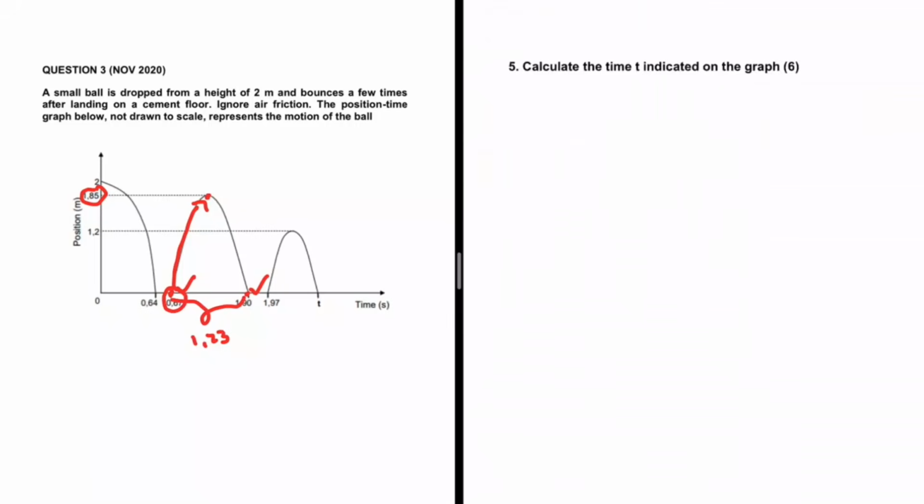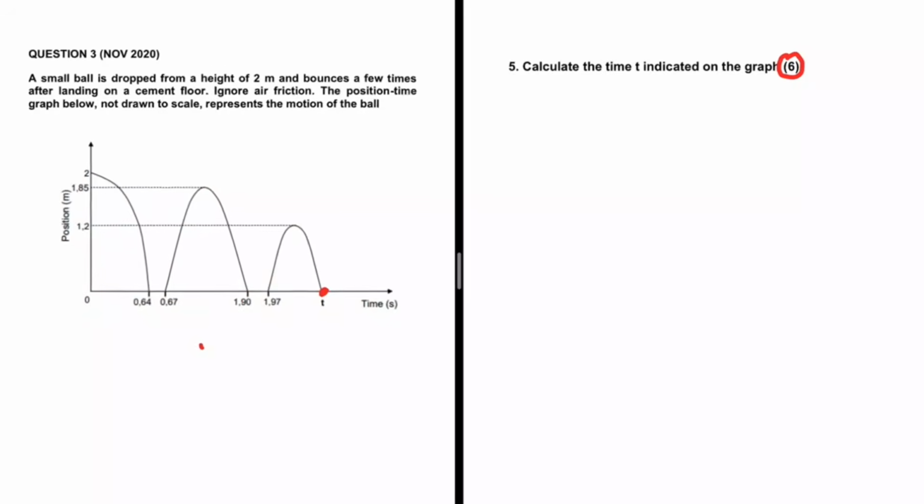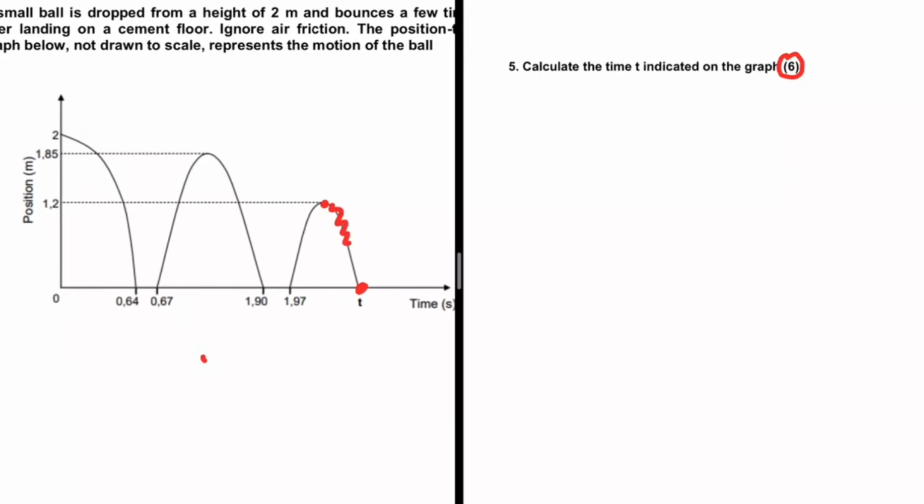In question 5, we're supposed to calculate the time t indicated on the graph for 6 marks. So let's just get rid of all this for the sake of clarity. We're interested in the time t, and that is for 6 marks. Let's make sense of that. This is the part of the motion that I'm considering. If you pay attention to that part of the motion, you should realize fairly quickly that VI is equals to 0 because this is maximum height. So the initial velocity there should be 0 meters per second.